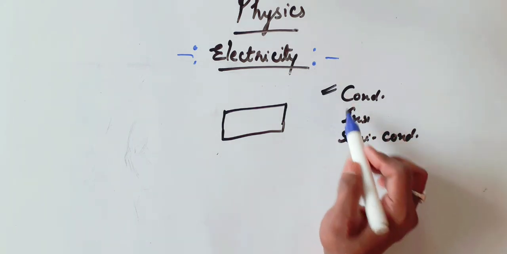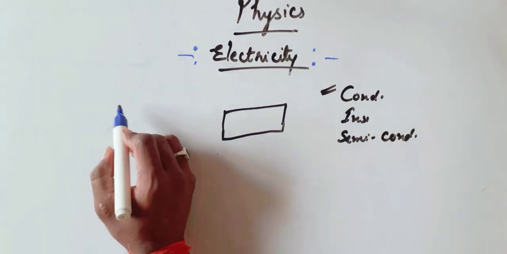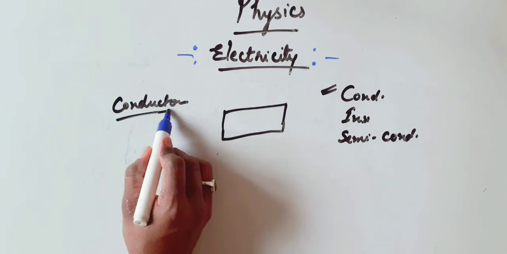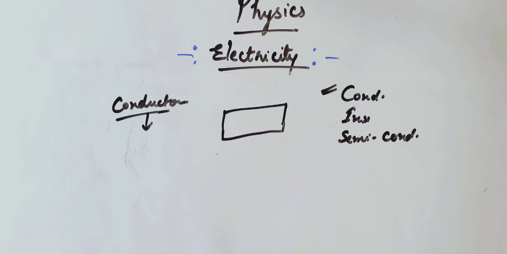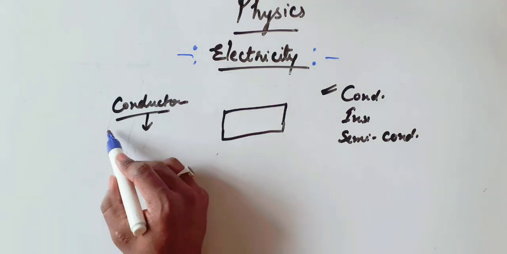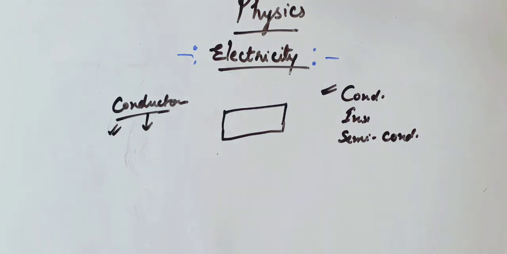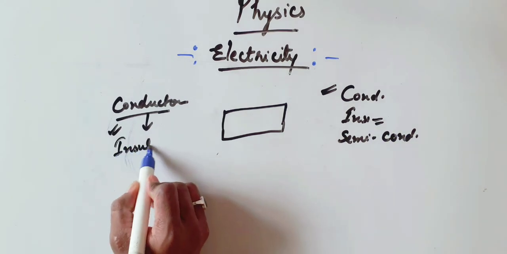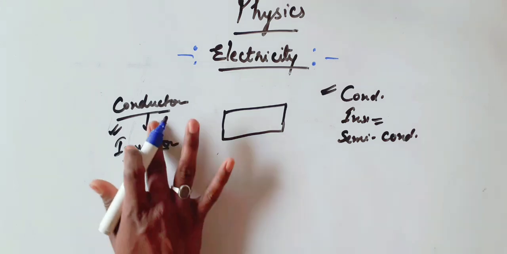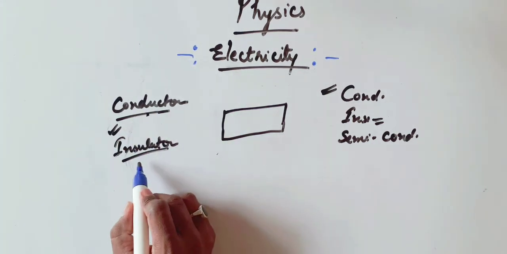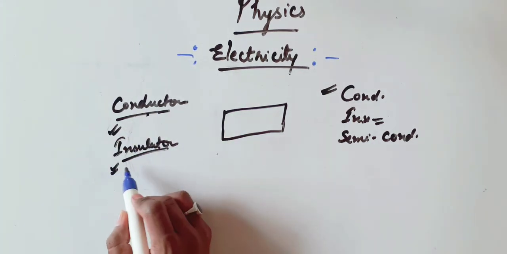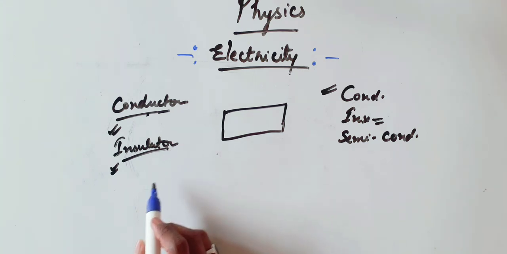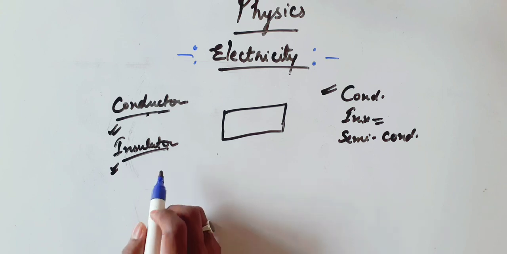So guys, what do you mean by conductor? Conductor, look at its name, conductor, conduct, which can conduct electricity. Okay, which can conduct electricity are called conductors. What do you mean by insulator? Insulator, those substances which can't conduct electricity because its conductivity is very low. Okay guys, so insulator is what? Those substances which cannot conduct electricity.